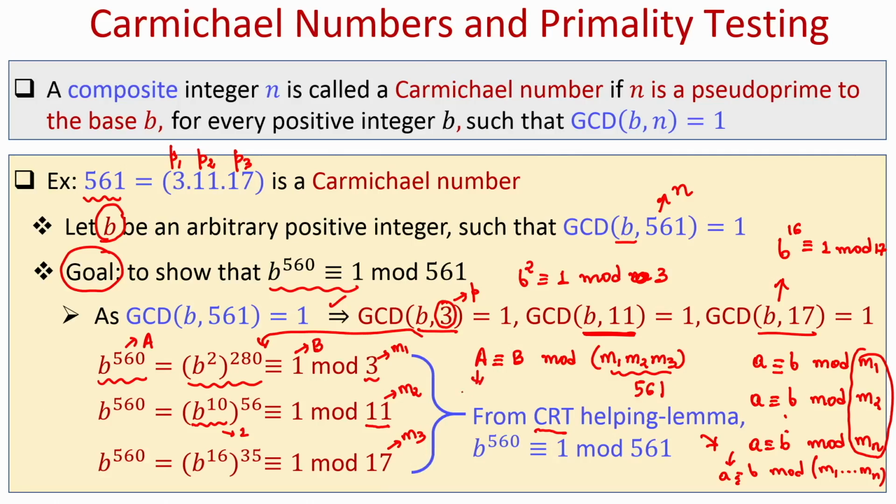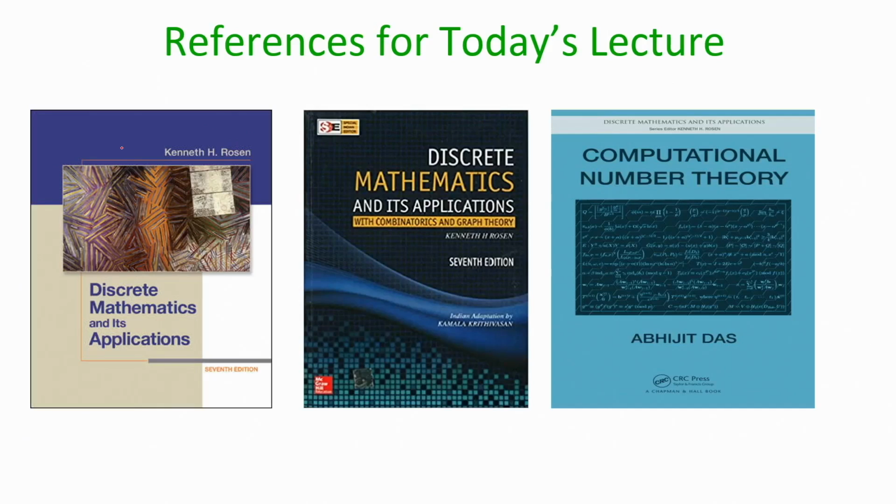A is anyhow b to the power 560 and B is 1. So, I have shown that b to the power 560 is indeed congruent to 1 modulo 561 without even knowing the value of b. So, b was an arbitrarily chosen base such that it was co-prime to your number n. So, that shows that the value 561 is indeed a Carmichael number.